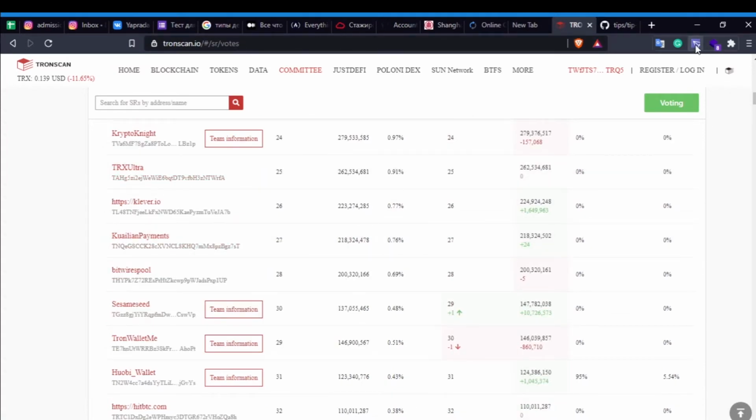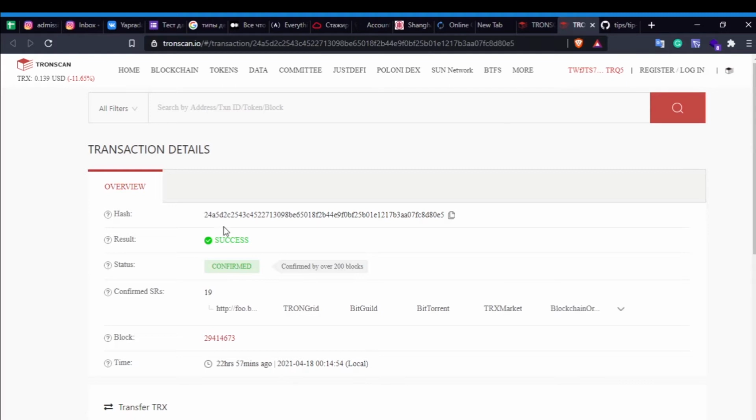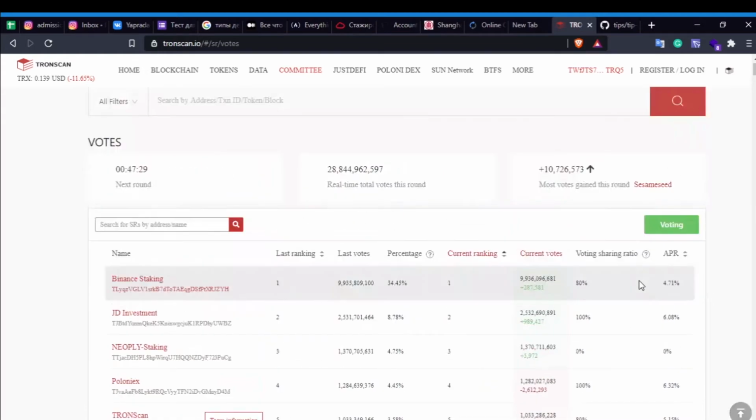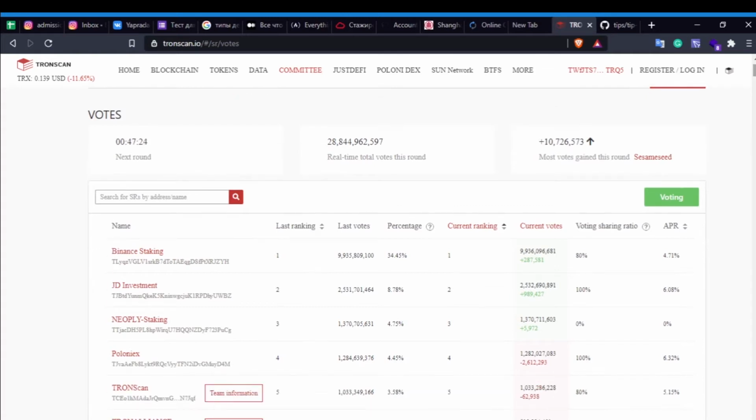For example, let's go to one of our transactions. Let's go here, and we can see this, right? Confirmed SR. SR means super representative. So these are my super representatives that confirmed my transaction. And you're just gonna vote for them. I don't know for sure, but I think they get some kind of reward for serving us. And if you vote for them, I think they're gonna get some TRX.